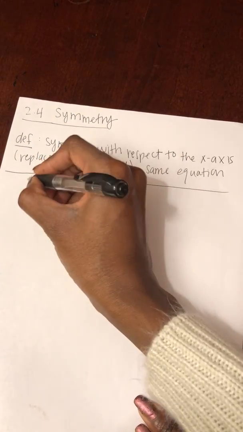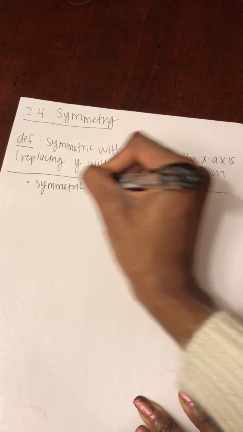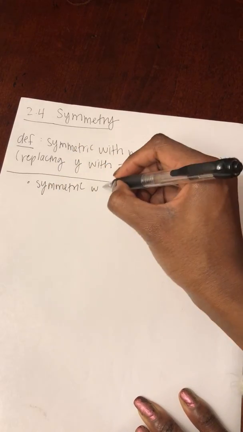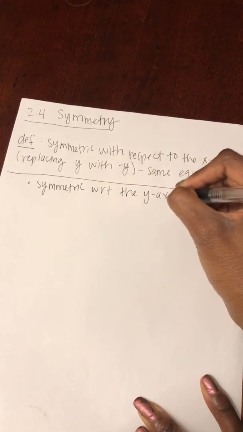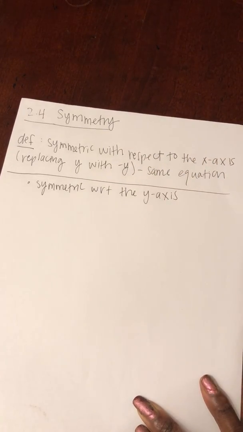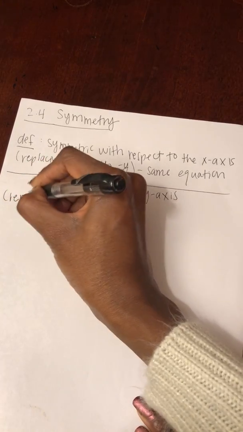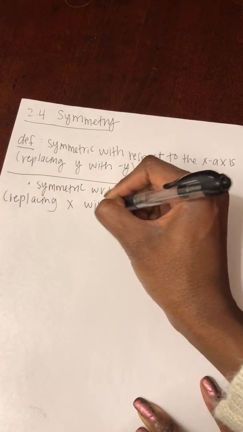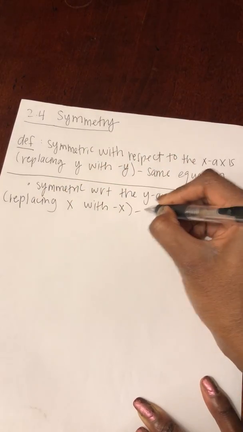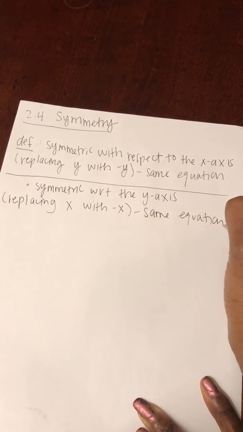And then we have symmetric with respect to the y-axis, okay? And I'm sure you guys can guess what that is. So we're going to be replacing our x with negative x, and it's going to give us the same equation, okay?